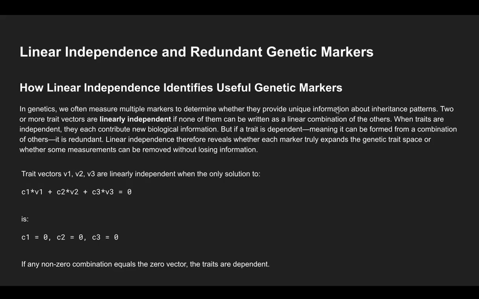But if a trait is dependent, meaning it can be formed from a combination of others, it is redundant. Linear independence therefore reveals whether each marker truly expands the genetic trait space or whether some measurements can be removed without losing information. If any non-zero combination equals a zero vector, the traits are dependent.